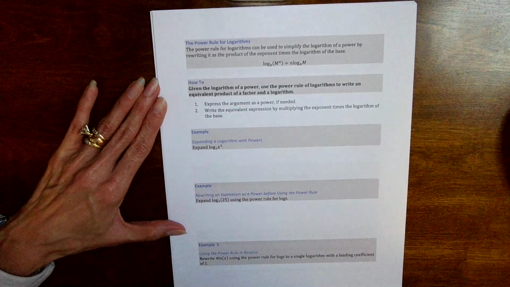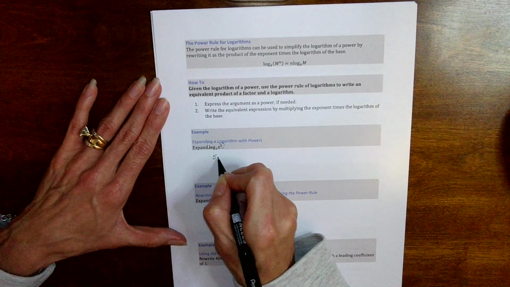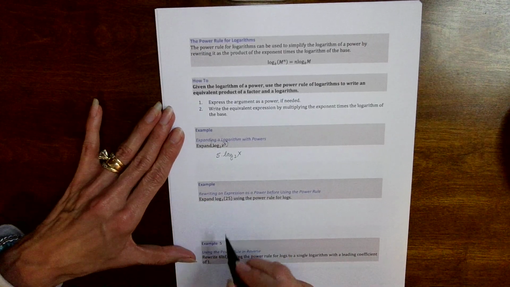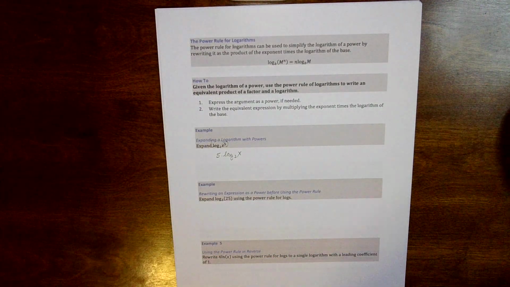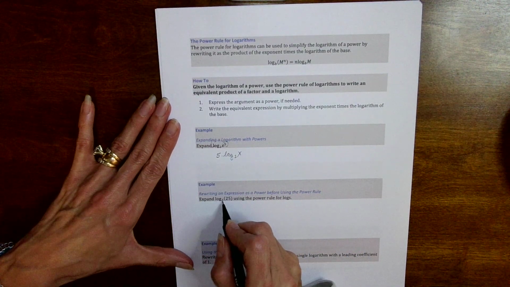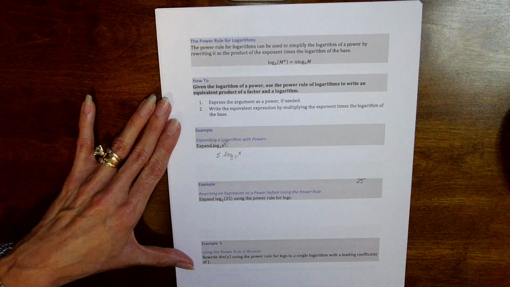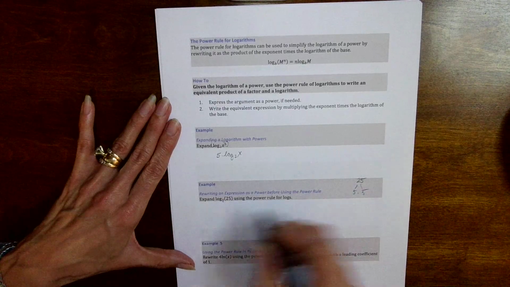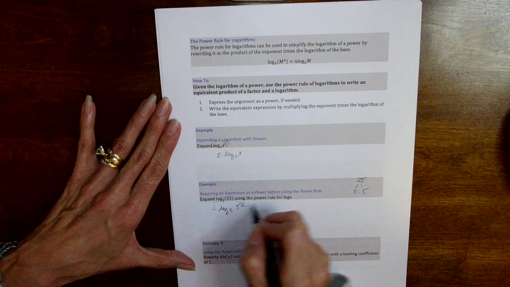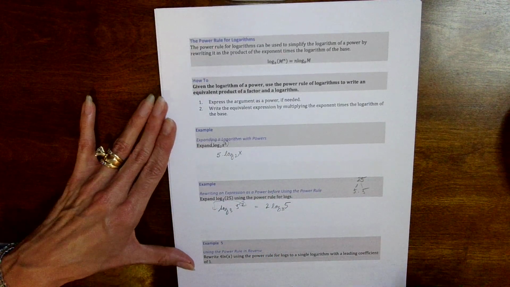Alright, so here's my power rule. So let's expand this guy with the power rule. So this can come back here. So this becomes 5 times the log base 2 of x. And now we can rewrite this one. If I could get something, well, let's do 25. What is 25? 25 is 5 times 5, right? So it's log base 3 of 5 squared. So this comes around here, and I get 2 times the log base 3 of 5.